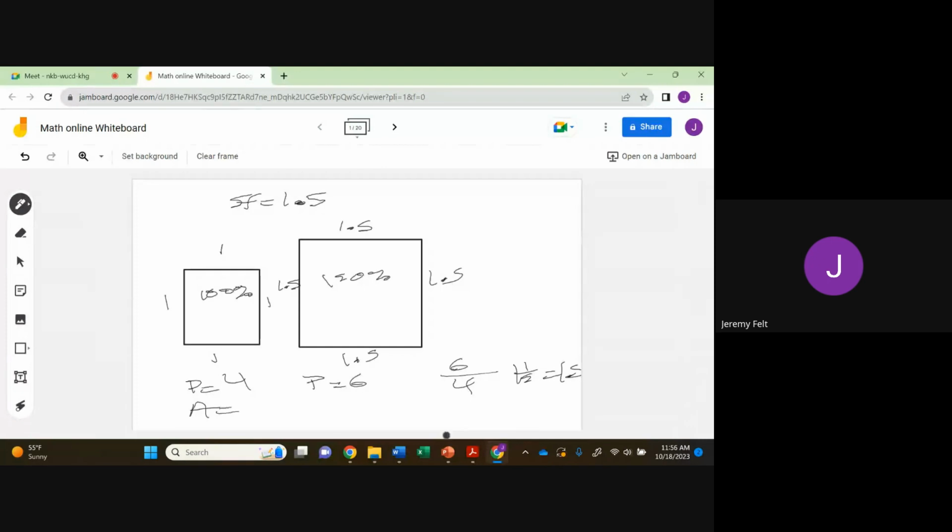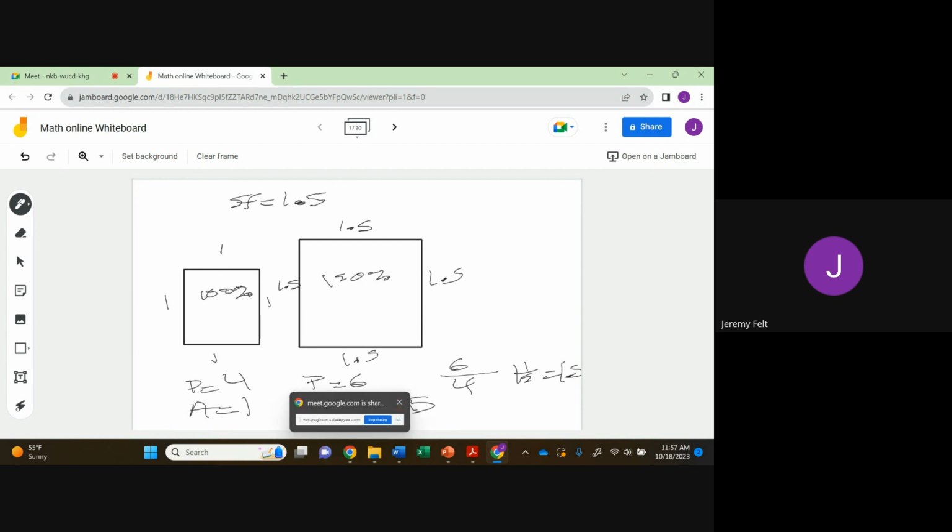Area of this square is pretty simple. 1 squared, or 1 times 1, is just 1 unit squared. Area of this one now becomes 1.5 times 1.5, which is 2.25 units squared. So it wasn't just 1 times 1.5, because that would give us 1.5. It's 1 times 1.5 squared. So the area is still affected by the scale factor, but at a greater rate. Perimeter was just multiplied by 1.5. The area was multiplied by 2.25.